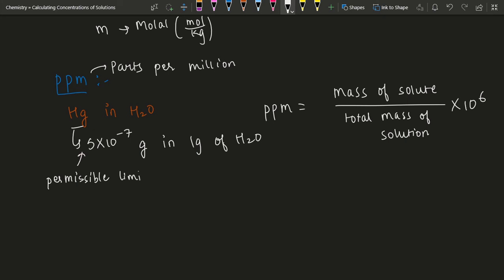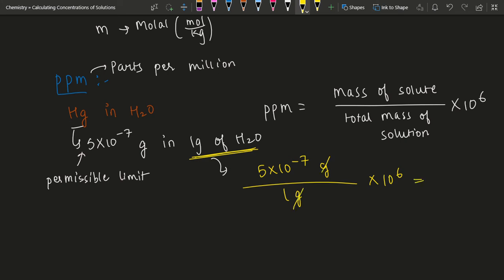If you want to express this concentration in parts per million, you would just write it out. 5 times 10 to the power minus 7 grams on the top, and since the total mass of the solution, the entire sample of drinking water, would be 1 gram, that's the sample that we are given. You multiply that by 10 to the power 6. So the ppm in this case would be 0.5.